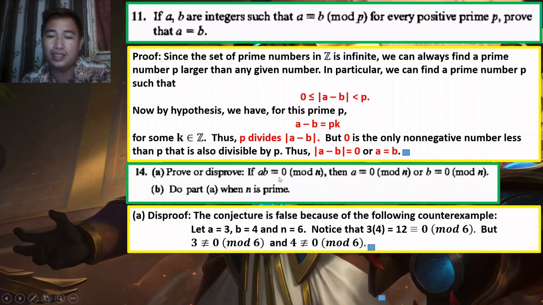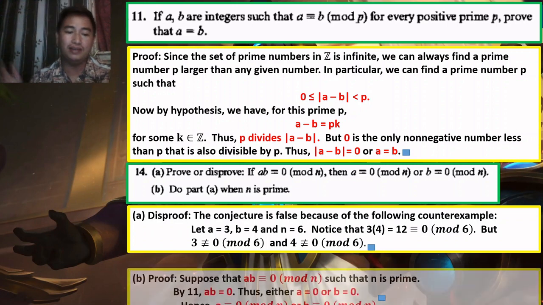So notice that 3 times 4 is equal to 12, which is congruent to 0 mod 6. Tama no, si 12 kaya congruent to 0 mod 6. But 3 is not congruent to 0 mod 6, and 4 is not congruent to 0 mod 6. Okay, 4 minus 0 is 4, di na ma-divide ni 6. And then 3 minus 0 is 3. Di na siya ma-divide ni 6. Okay, 3 divided by 6 is 1 half.